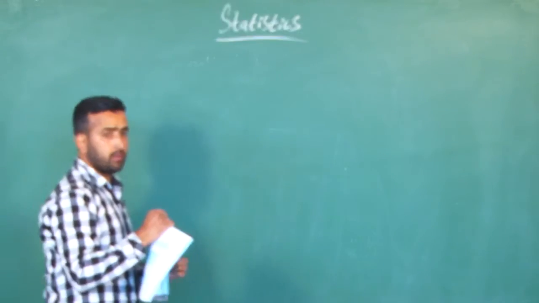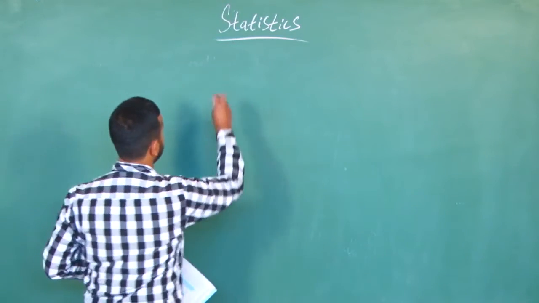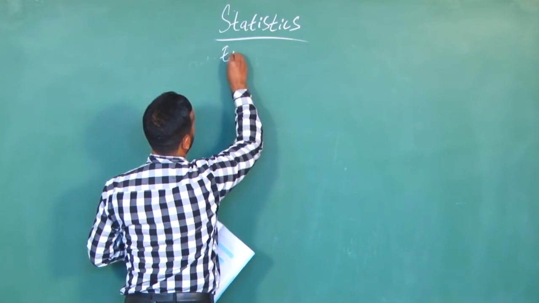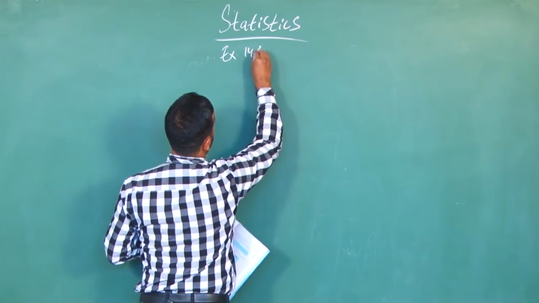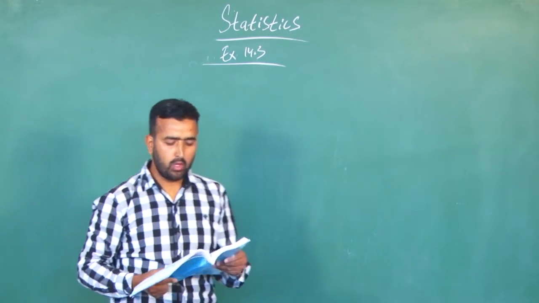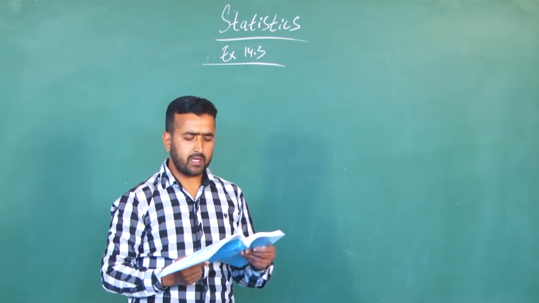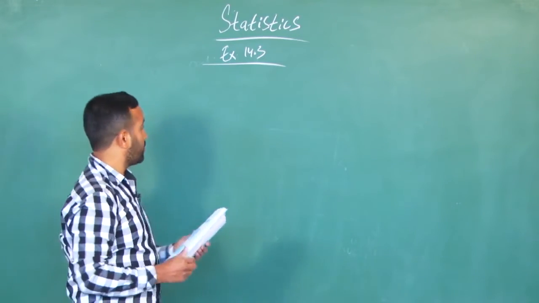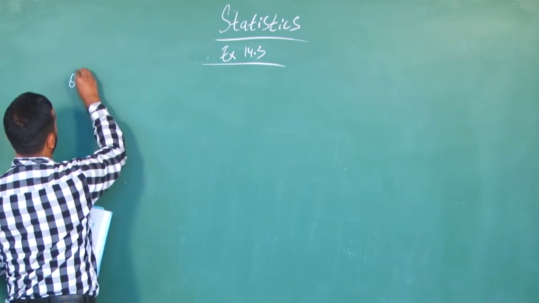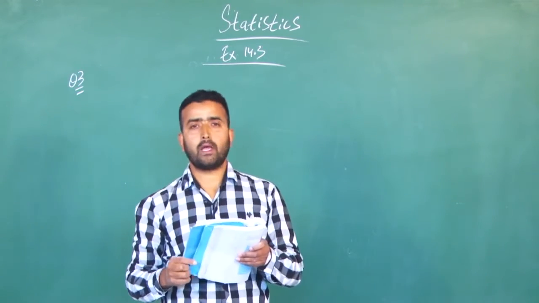Now, dear children, let us take one example from the textbook. It will be exercise 14.3. There are a number of examples there based on presentation with the help of the bar graph. Let us take one example. This is question number 3 of the textbook. The question goes like this.